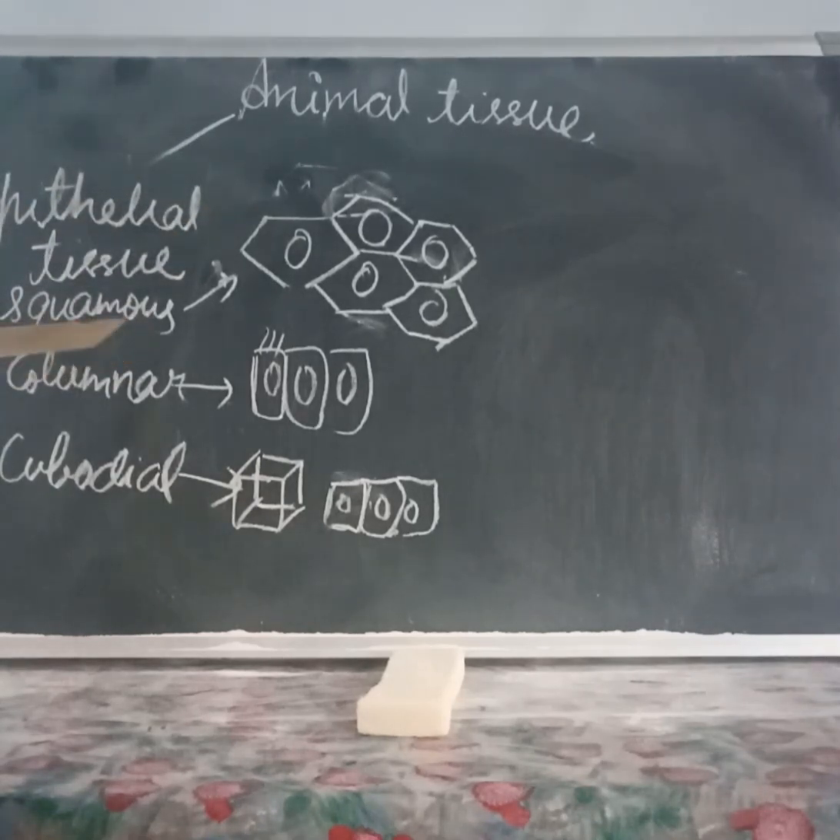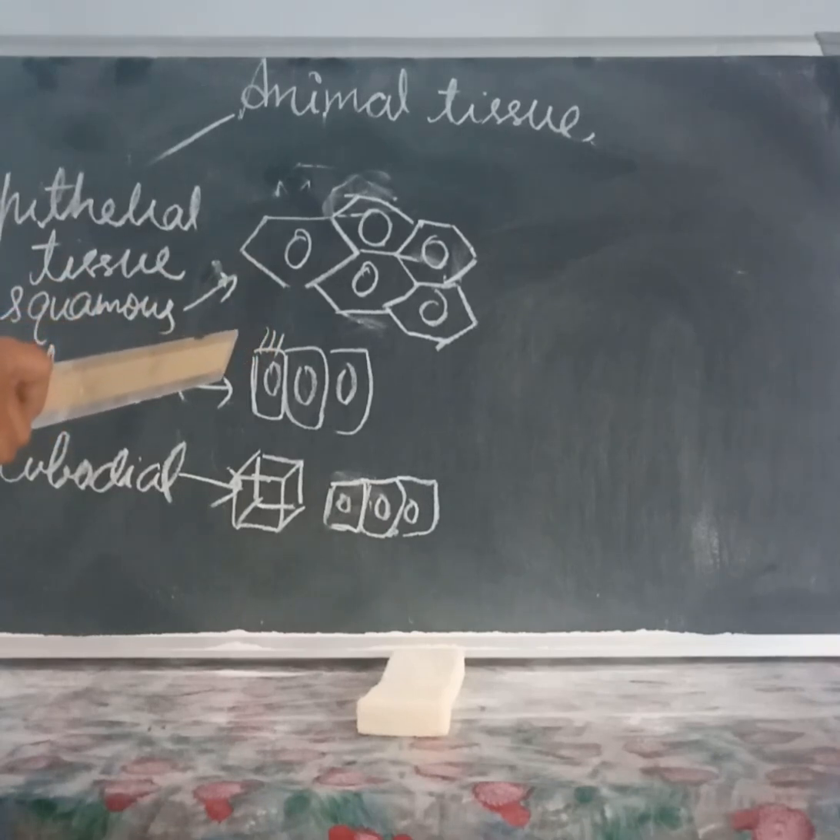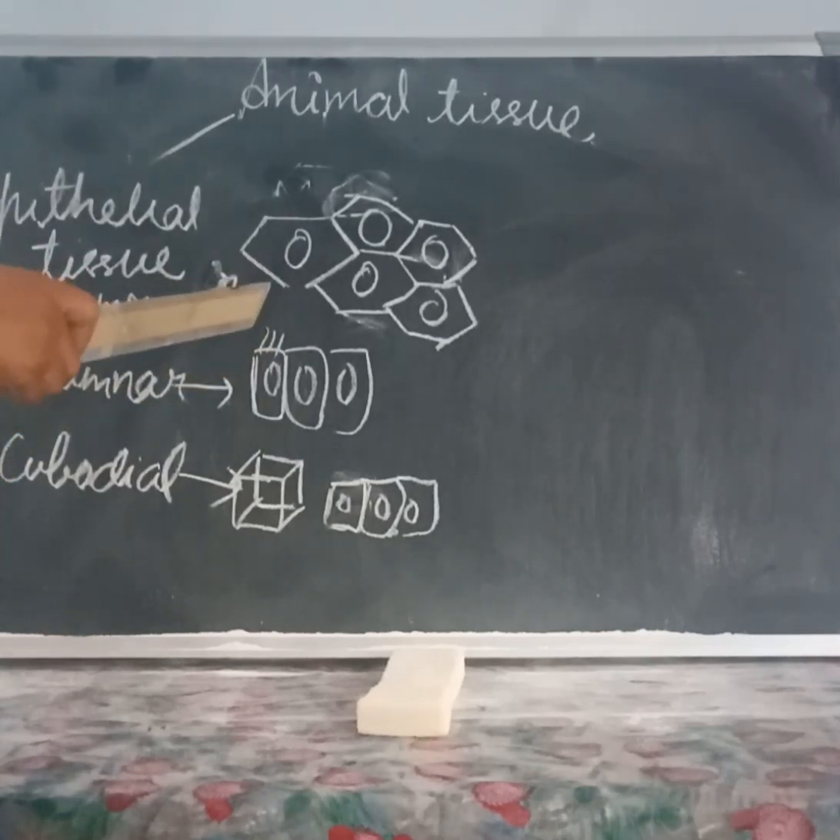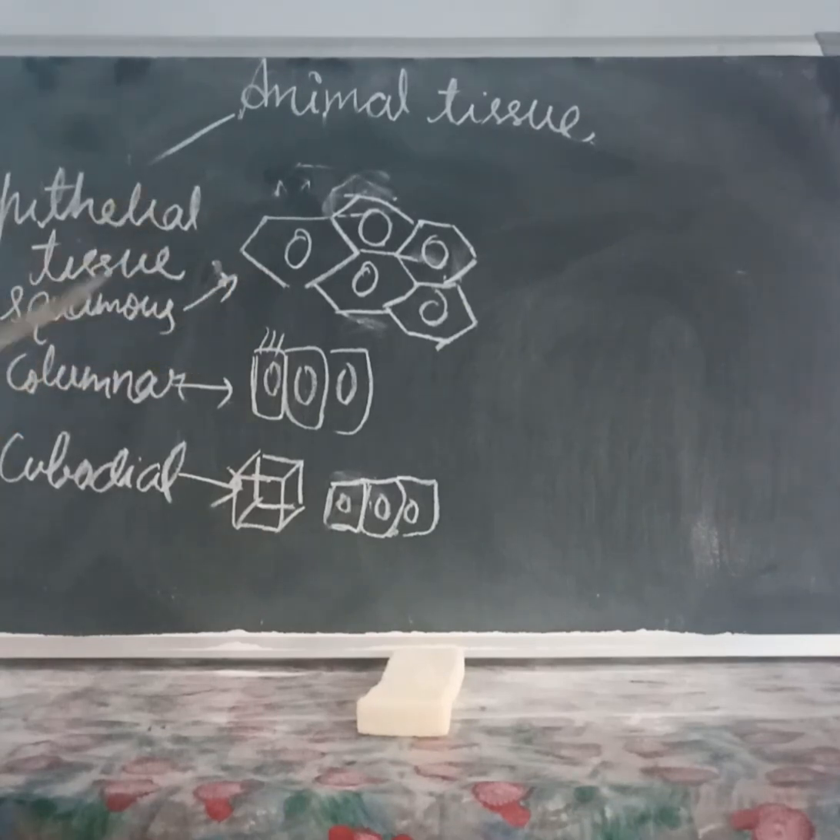And then second is the columnar epithelium. They have longer rectangular shaped cells, like columns, arranged with each other, and sometimes they have a protruding structure called microvilli to increase the surface area, which helps in absorption and secretion. It lies in the inner wall of the stomach, intestine, pharynx, and the larynx.